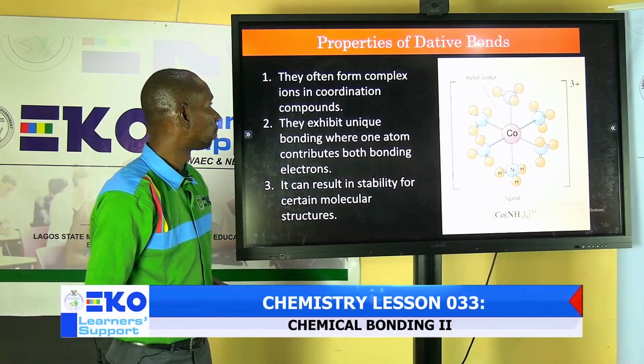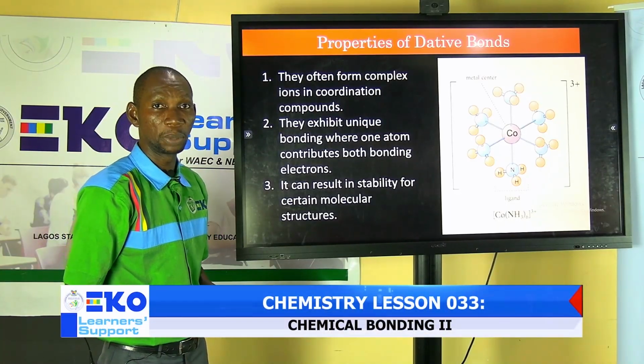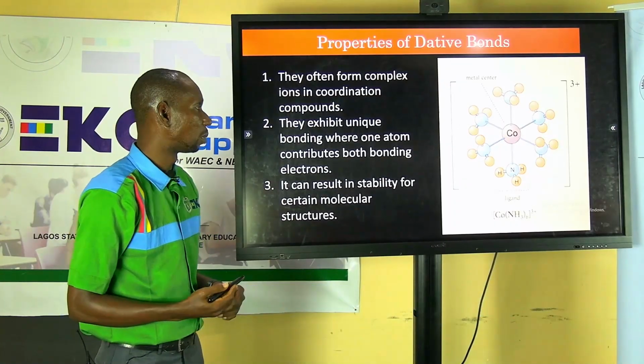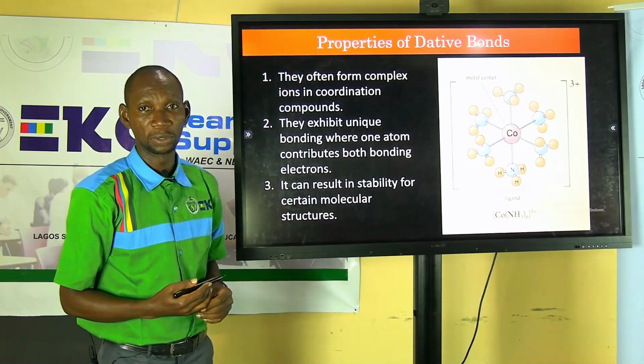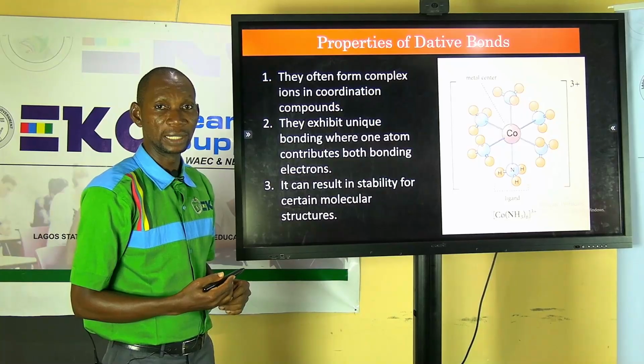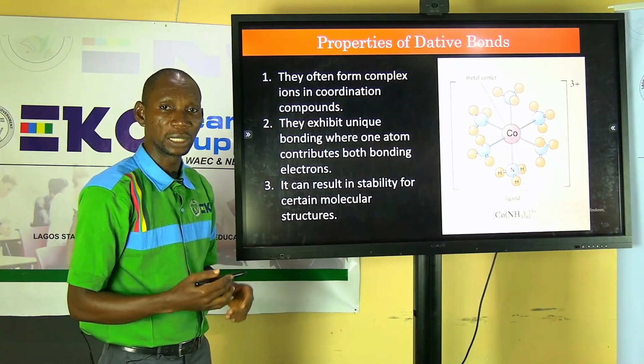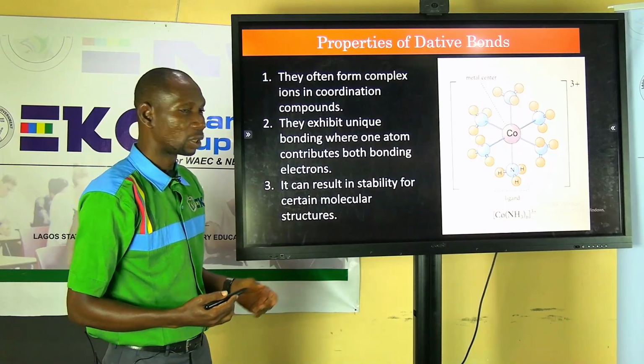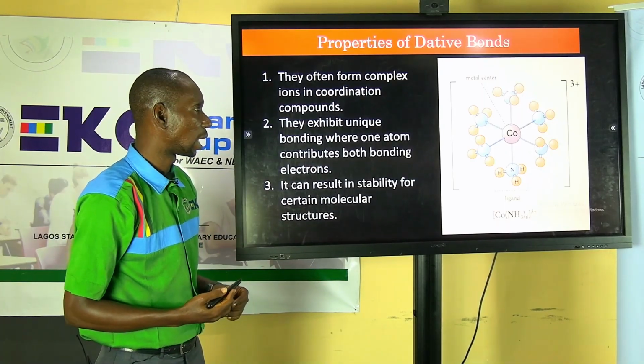One, they often form complex ions in coordination compounds. Two, they exhibit unique bonding where one atom contributes both electrons. That's exactly what I said: only one out of the two participating atoms contributes the electrons. Three, it can result in stability for certain molecular structures.